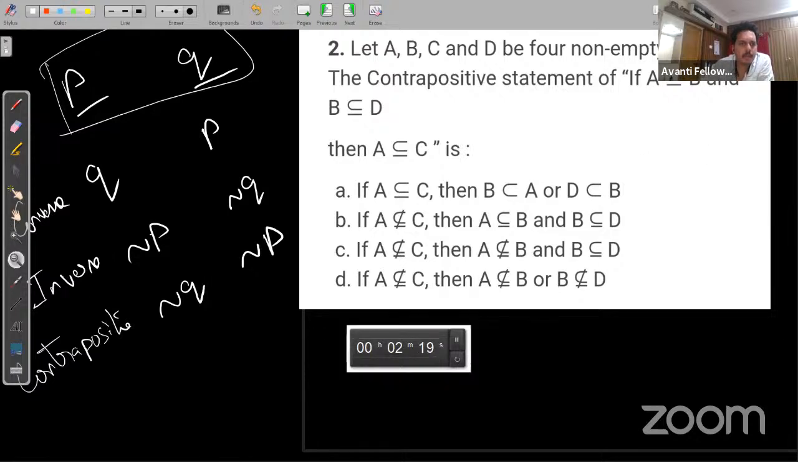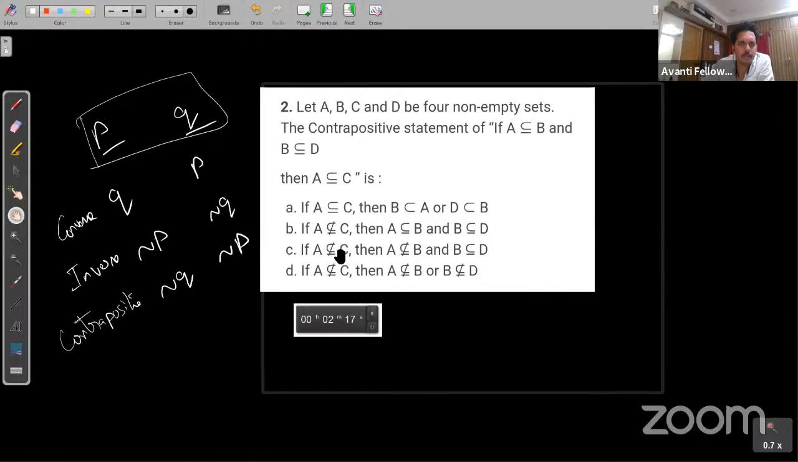Okay, yeah, sorry, I think it is not visible. I think now it is visible, right? Sorry.